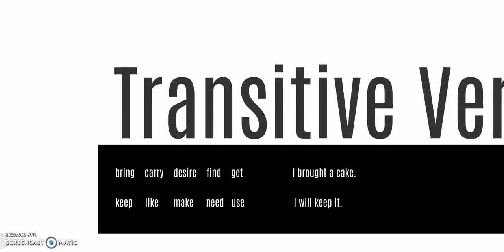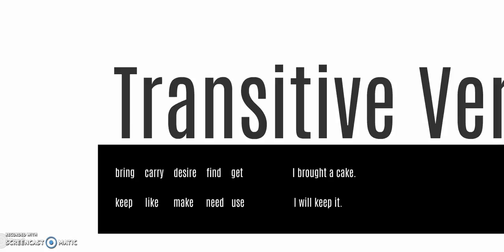So let's have a look at some transitive verbs. Bring, carry, desire, find, get, keep, like, make, need, use. So I brought a cake. You can't just say I brought. With keep, obviously I put will with it as well. I will keep it. I will keep. Doesn't make sense. Funnily enough, it will keep does make sense, but I will keep it doesn't. I will keep by itself doesn't make sense. It needs the it to be the object at the end of there.